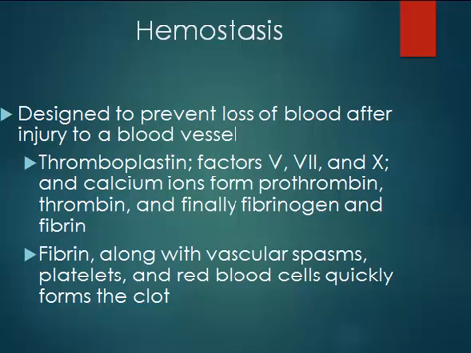So hemostasis. Hemostasis is when we are trying to halt or prevent the loss of blood after an injury to a blood vessel. So look at all these things, this clotting cascade: thromboplastin, factors 5, 7, and 10, and calcium ions form prothrombin, thrombin, and finally fibrinogen and fibrin. So that fibrin clot, that thing that kind of looks like a spider web, along with usually the vessel itself having some contractions, vascular spasms, shrinking it up, platelets and red blood cells, quickly forms the clot so we don't bleed to death.